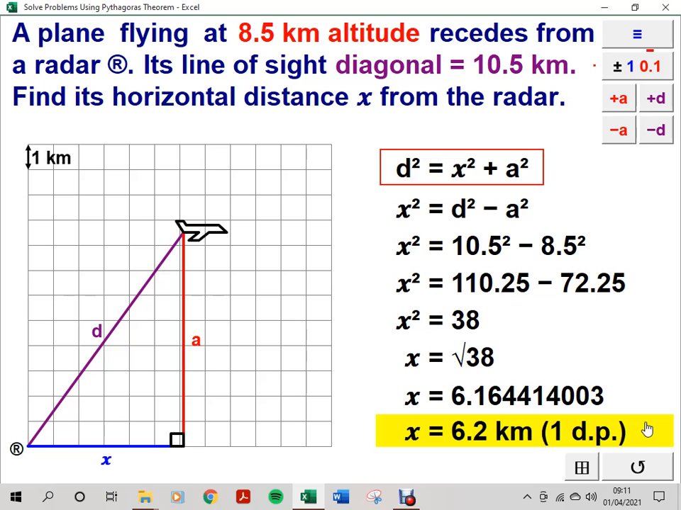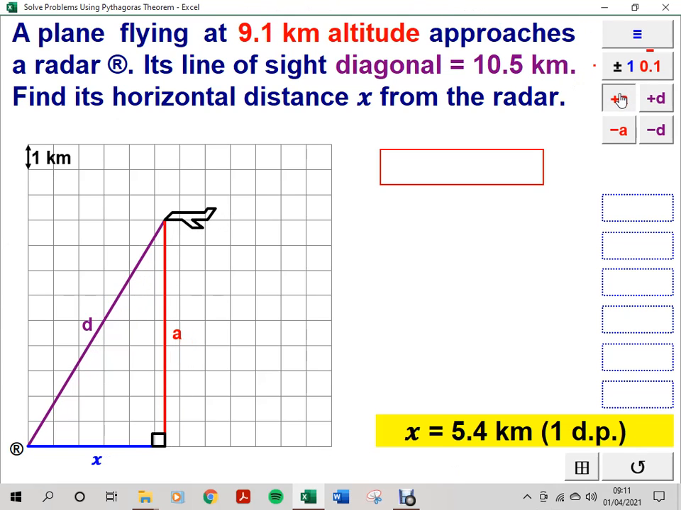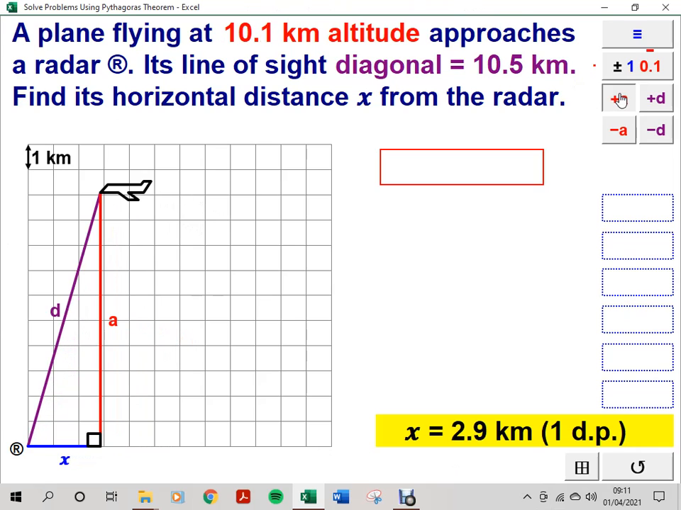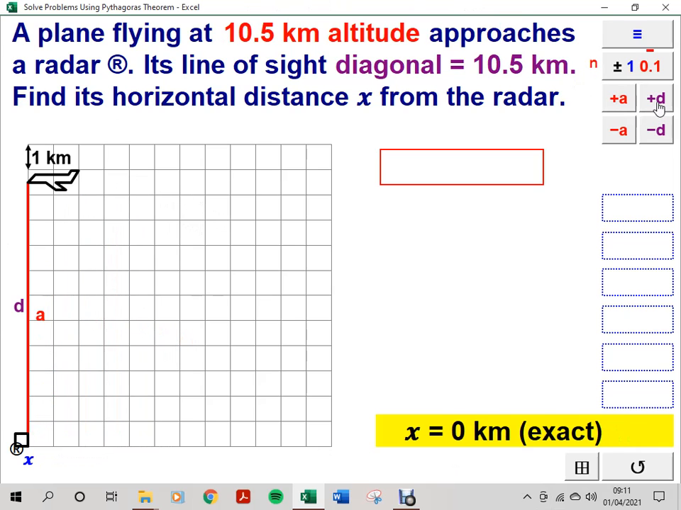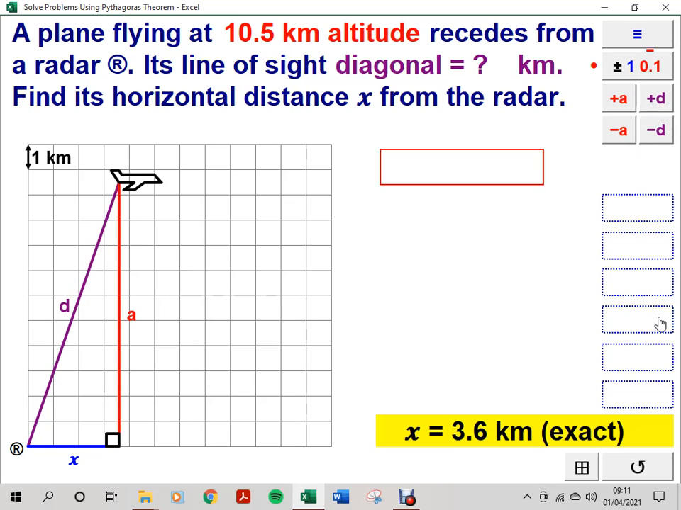Now this is all very procedural, developing our pupils' fluency, but how can I introduce an element of reasoning or problem solving into this activity? Let's reset the screen but reveal the answer and increase the altitude to 10.5. I'm now going to hide the diagonal d and then increase it until the value of x is exactly 3.6.